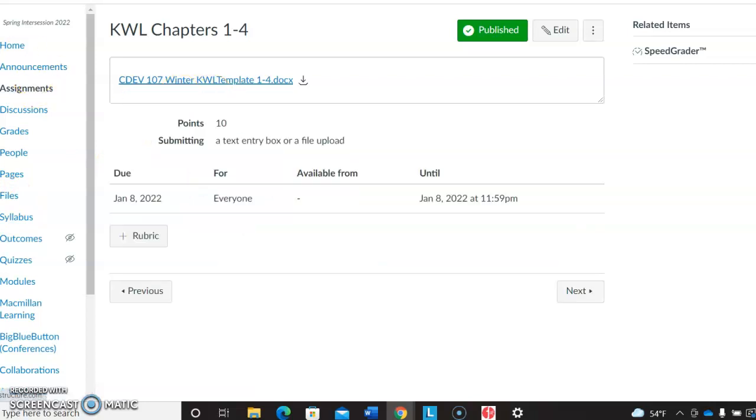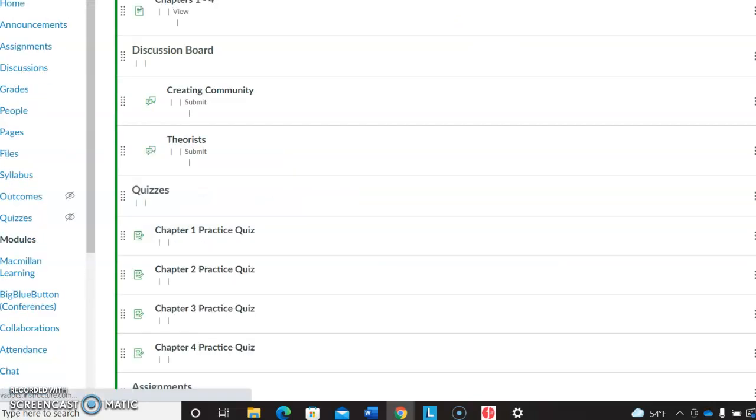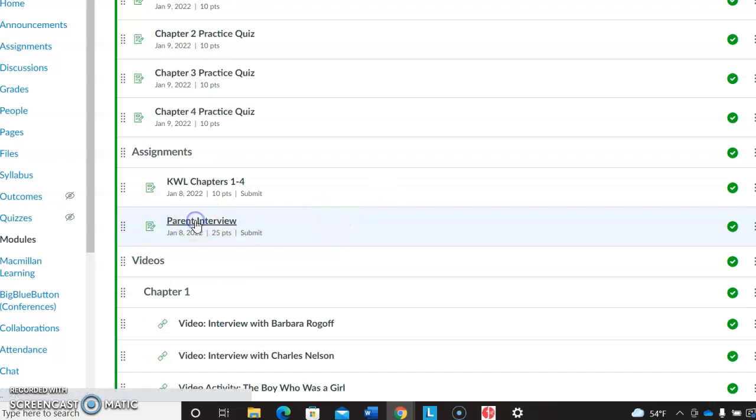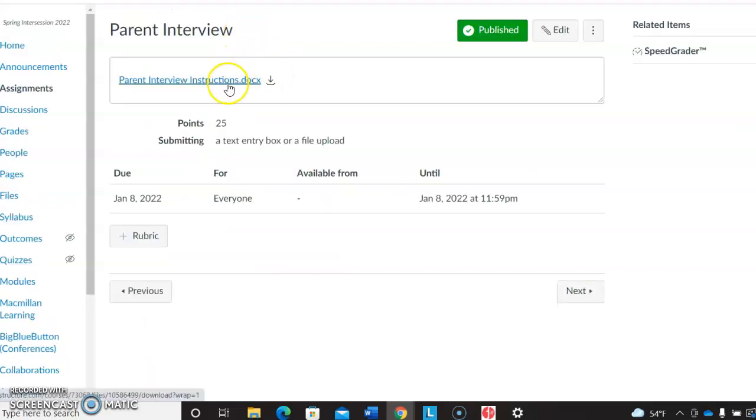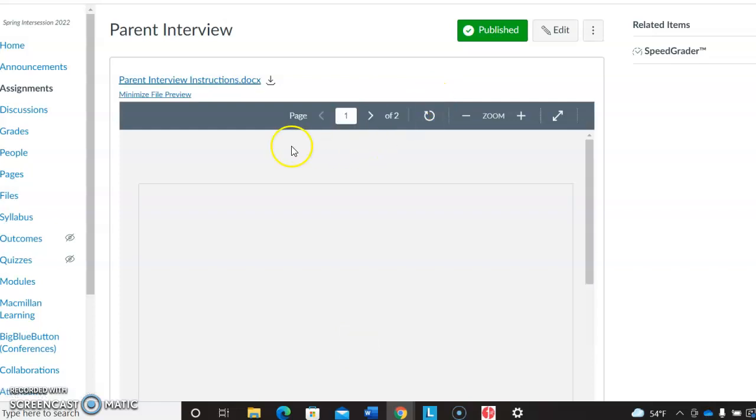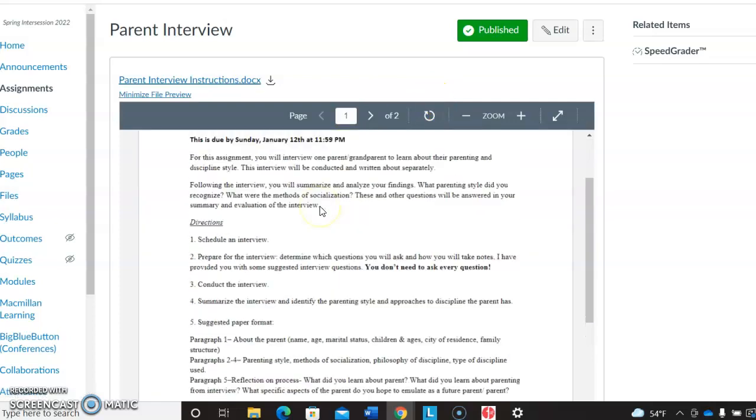So let's minimize that. Let's go back into the last portion, which is the parent interview. Under the parent interview, you are going to interview a parent or grandparent, you're going to learn a little bit more about their parenting style. What parenting style do they utilize?